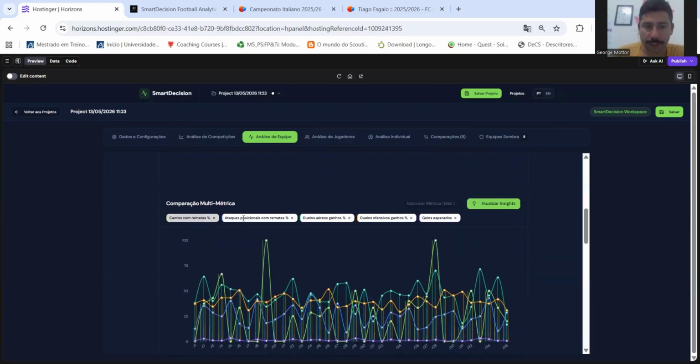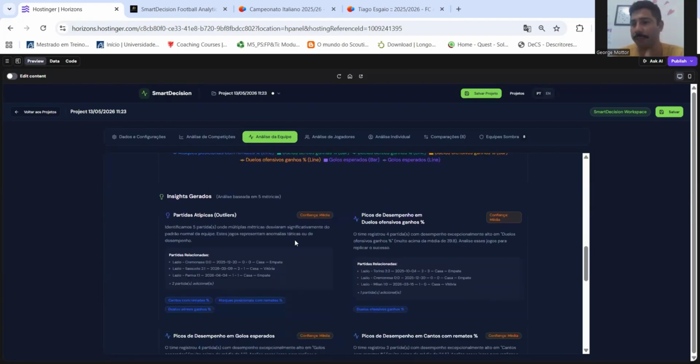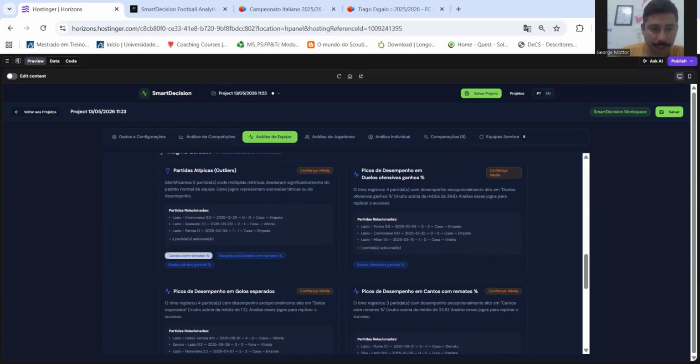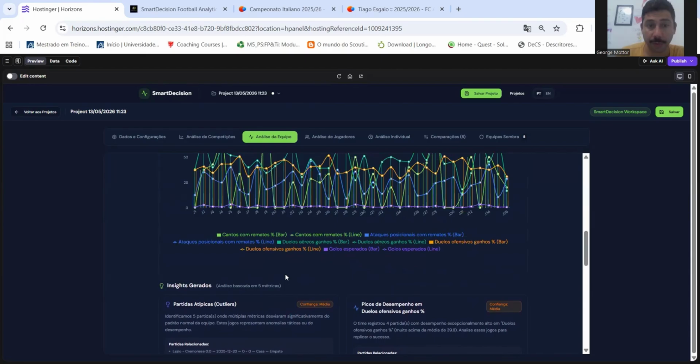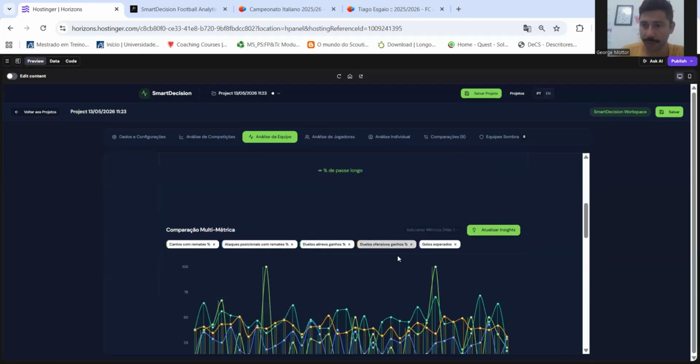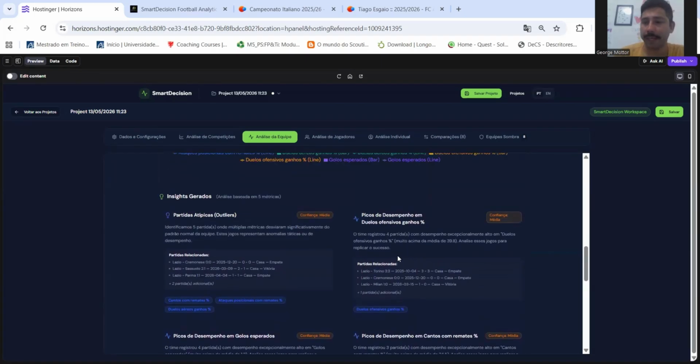And here we can choose 5 metrics and generate insights. They will tell you which metrics showed deviations in the certain games, right? For example, this one here, right? And we identified 5 matches where multiple metrics deviated significantly from the team's normal pattern. These games represent tactical or performance anomalies, right? There are corners with shots, positional attacks, and aerial duels. Remember that I chose these metrics here, okay? I could have chosen other metrics to generate these insights. Then we have those functionalities of this tool that can certainly assist the teams in raising their performance.